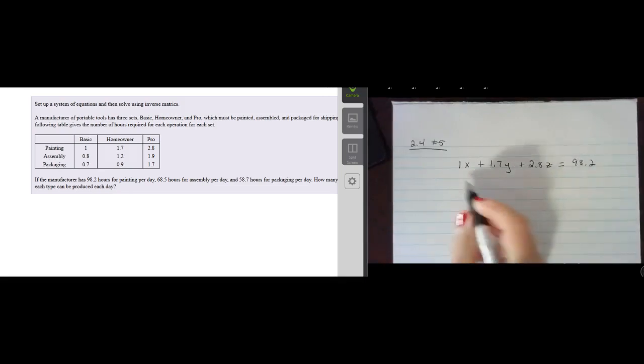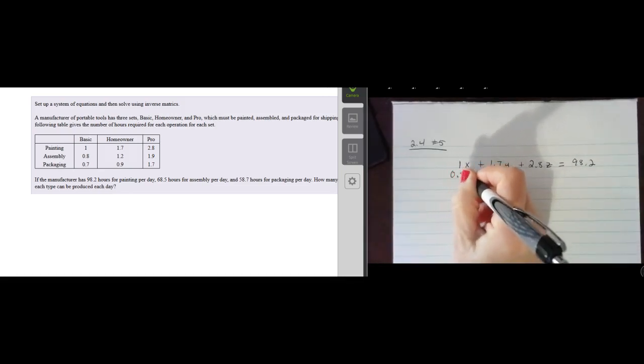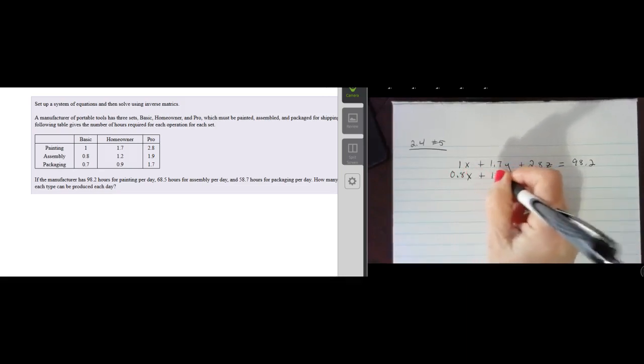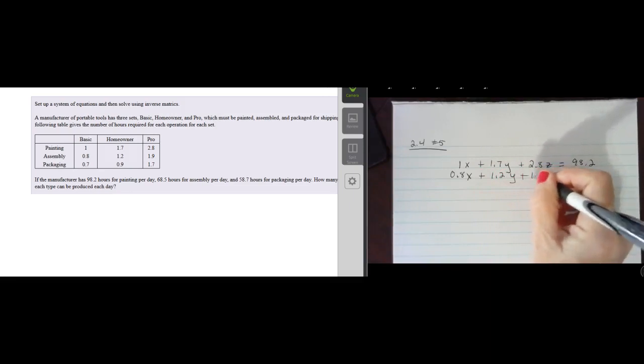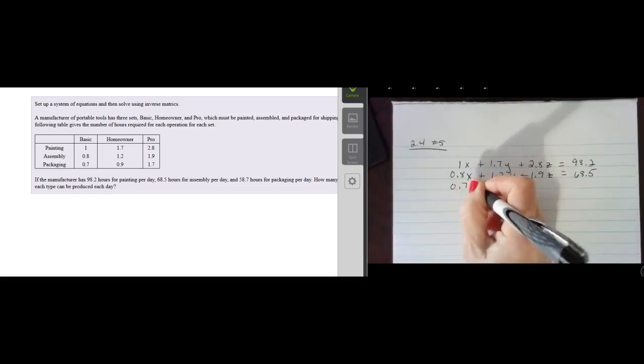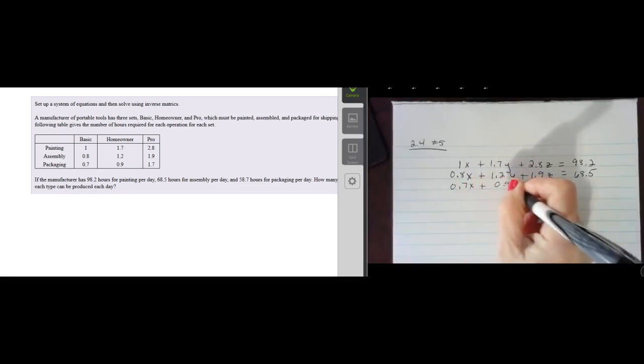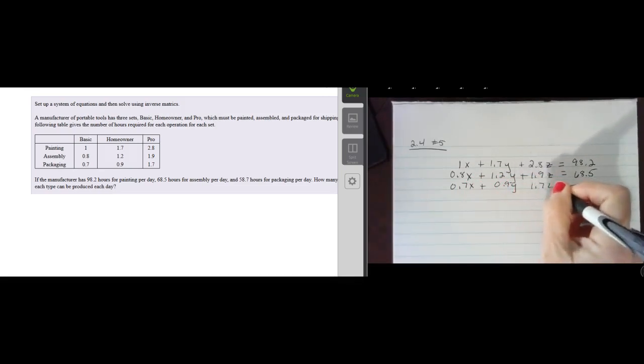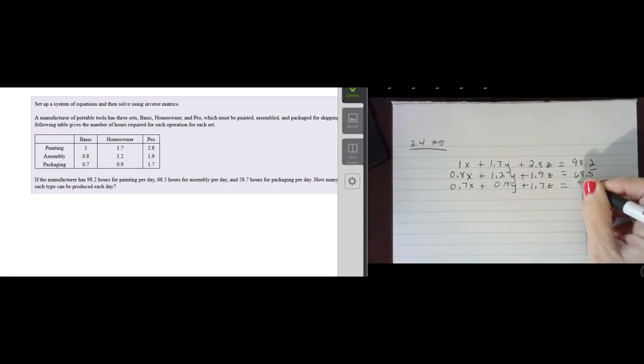So again, if we go across, this is the painting, and then the next section is assembling, which is 0.8 for basic, plus 1.2 for homeowner, plus 1.9 for pro, and they have 68.5 hours for assembly. And then packaging is the last that we have, and we have 0.7x plus 0.9y plus 1.7z, and there are 58.7 hours.